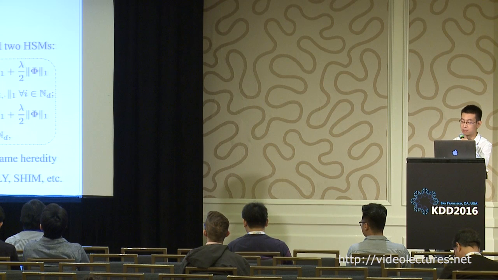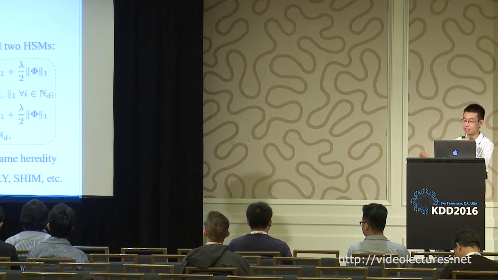Also, some similar approaches considering the same heredity structure, like the RAMP model, the regression model family, and the SHIM model, work in a similar way.